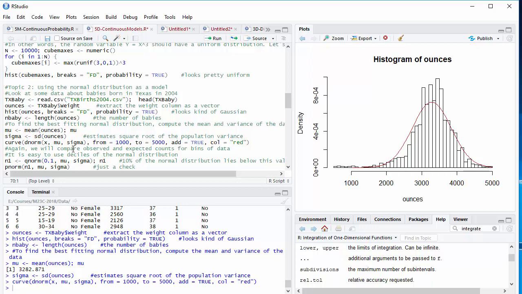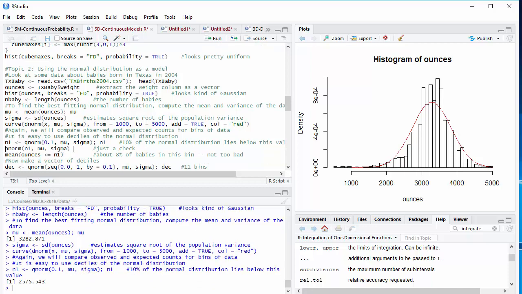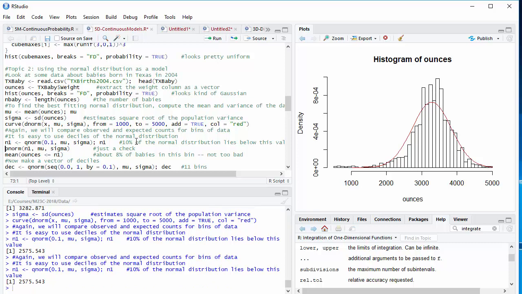But we want to do a more careful comparison, and here a good idea is to use the so-called deciles of the distribution. The number of counts in 0 to 10%, 10 to 20%, and so on. And for the normal distribution, the function you want to use is called qnorm, Q for quantiles. So qnorm with mu and sigma as parameters and 0.1 gives you the value that corresponds to 10% of the normal distribution.